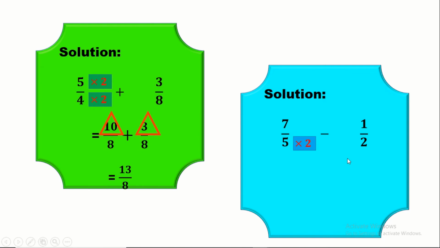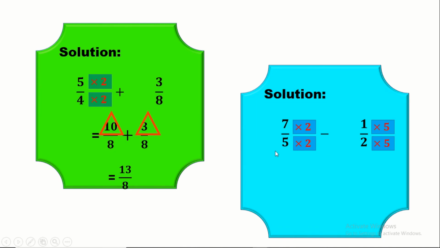Note that when we multiply 5 by 2, we get 10. Also, we should multiply 2 by 5. 2 times 5 gives us 10. So, when we can't multiply the smaller denominator by any number to give us the greater one, we should multiply each of the denominators by the other. So, we multiplied 5 by 2 and 2 by 5. Now, we should multiply the numerators the same as denominators. So, we multiply 7 also by 2 and we multiply 1 also by 5.